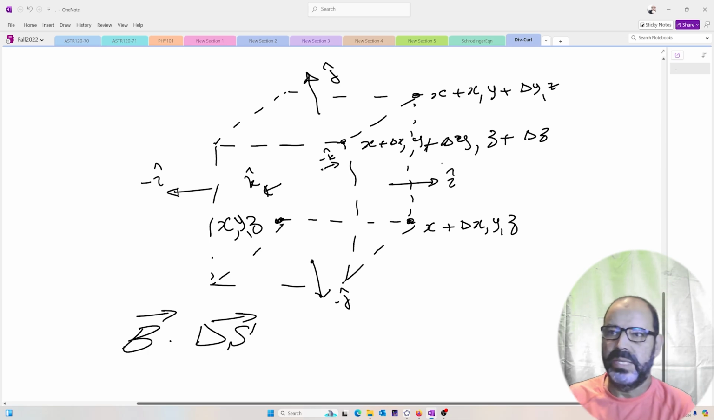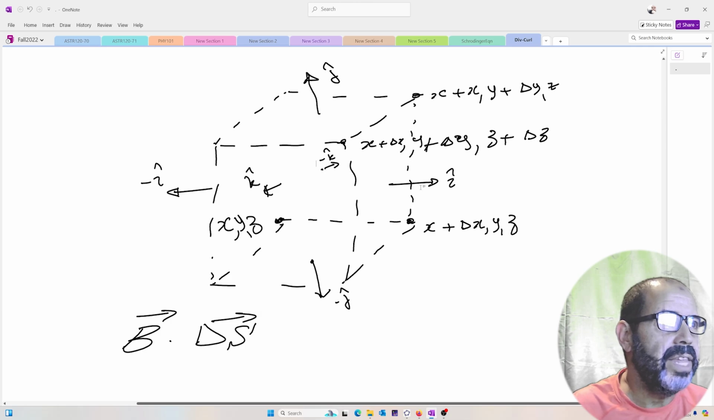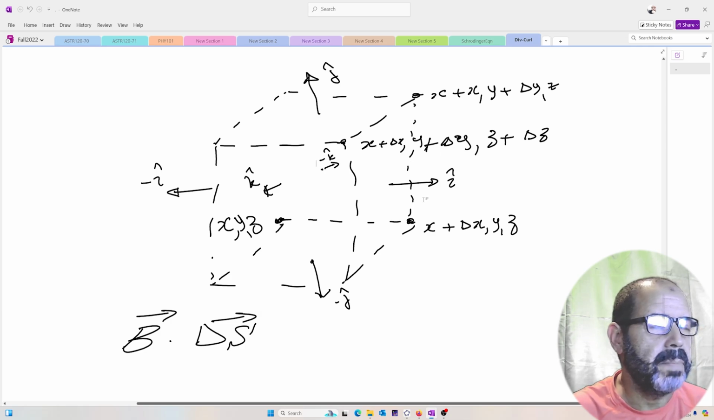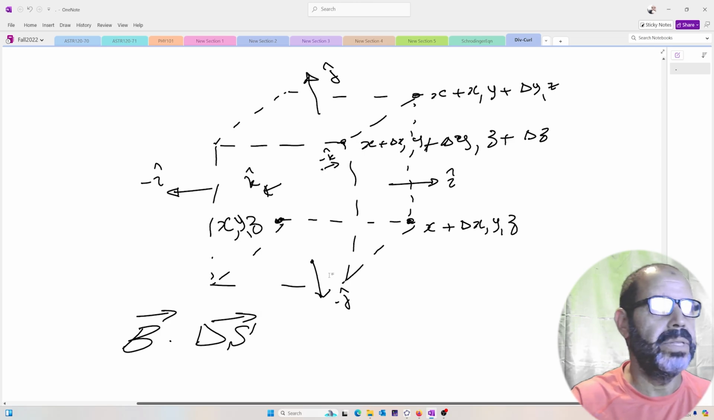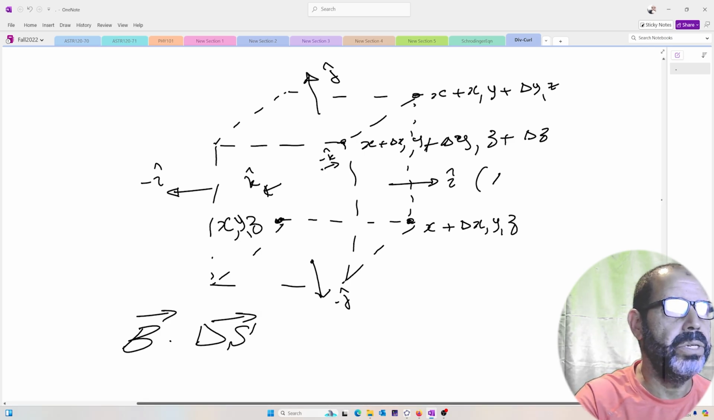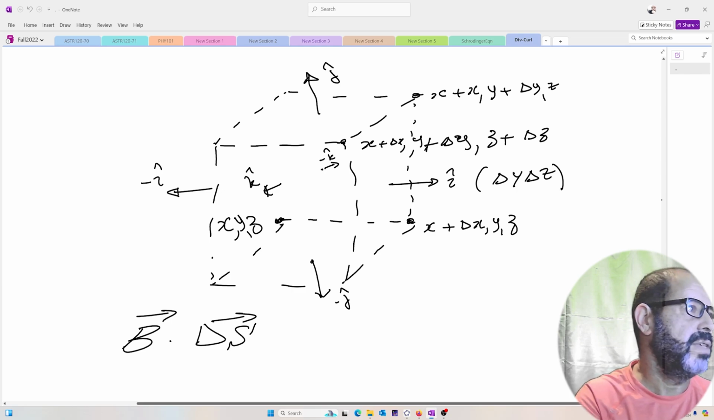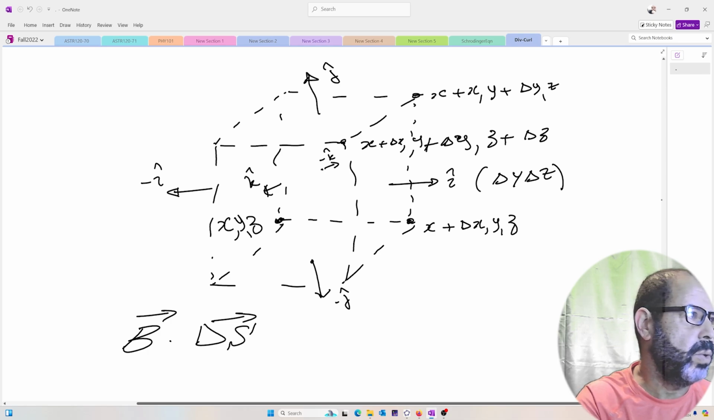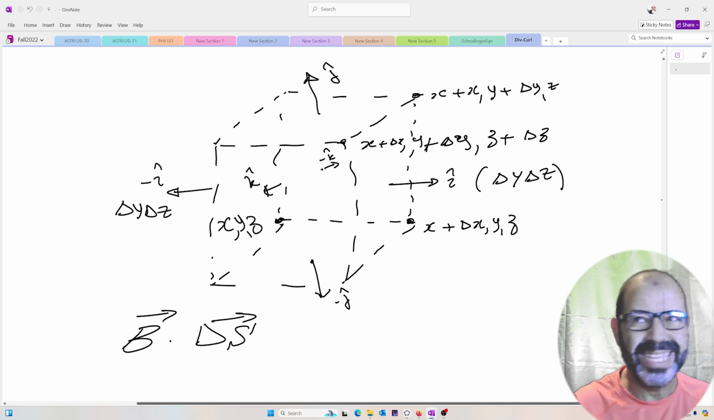The sizes of these areas. The area pointing in the positive x direction has a height delta y and a width delta z. So this area here has a magnitude of delta y delta z. The magnitude of this area also has a height of delta y and a width of delta z. So this one also has a magnitude of delta y delta z. That is in the x direction.